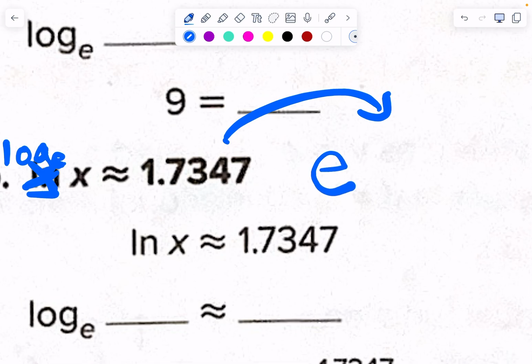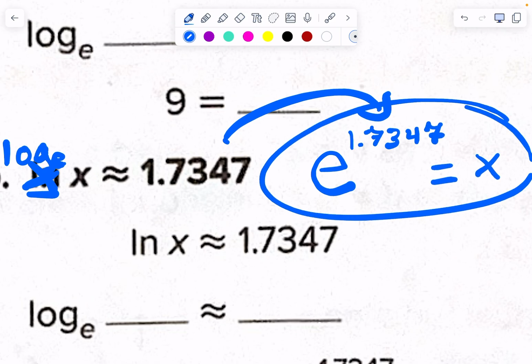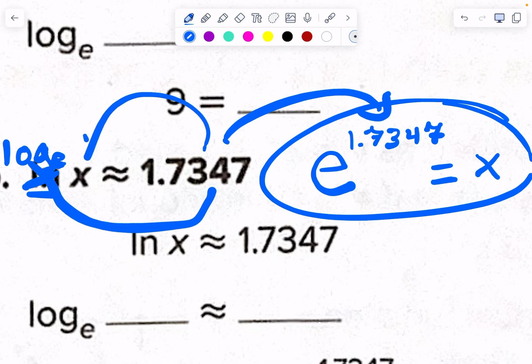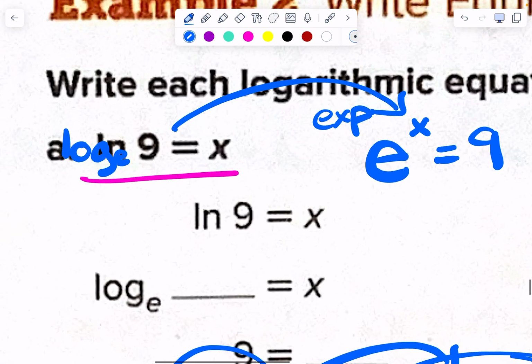e to the 1.7347 equals x, right? Base, and then these guys switch places. So this base to that number equals x. It's like a circle pattern, right? This guy to this guy equals that guy. Base to that number equals x. We're going opposites, like e to the x power equals 9. We're just switching them.